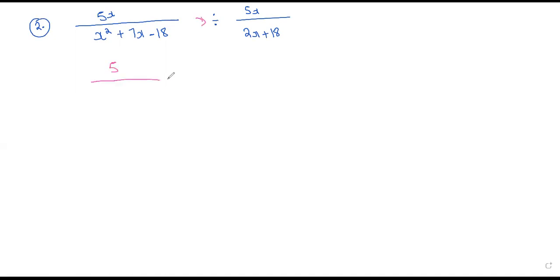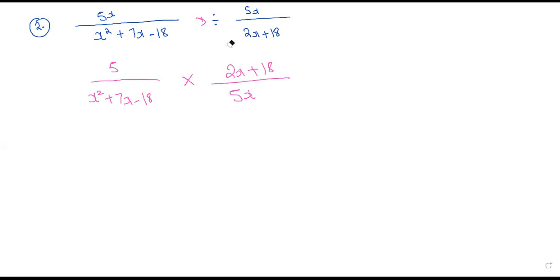The expression before the divide sign is written as it is. Then you convert the divide sign into a multiplication sign, and write down the reciprocal of the second fraction. The reciprocal of any fraction is basically flipping the numerator and denominator. So 2x plus 18 is in the denominator, and it would become (2x plus 18) divided by 5x. Did you understand this? Yes. Okay, very well done.